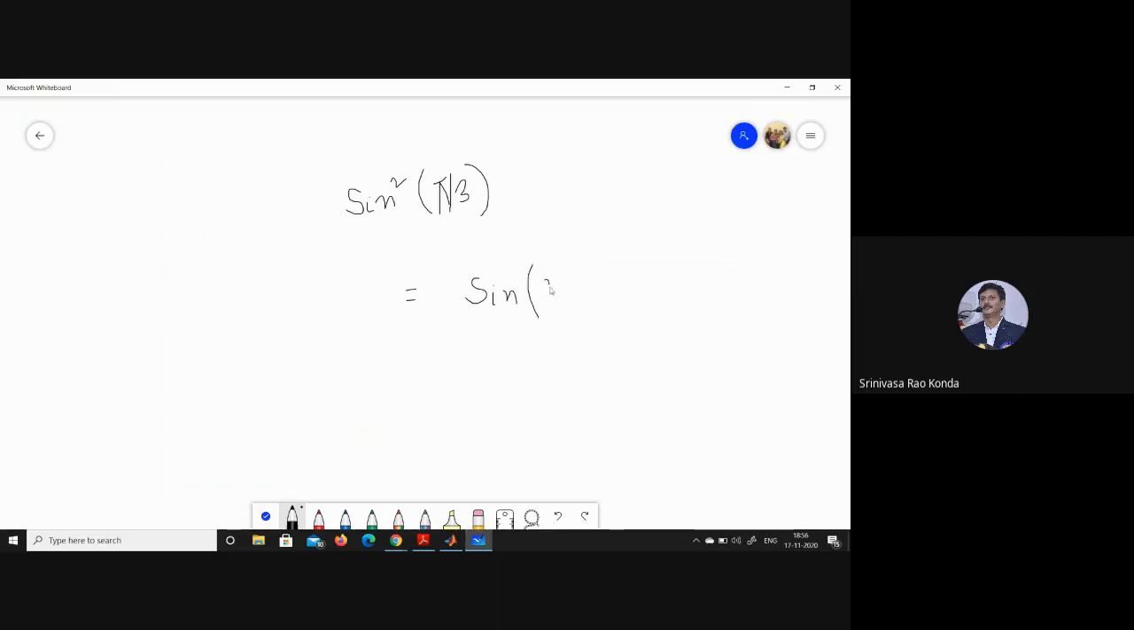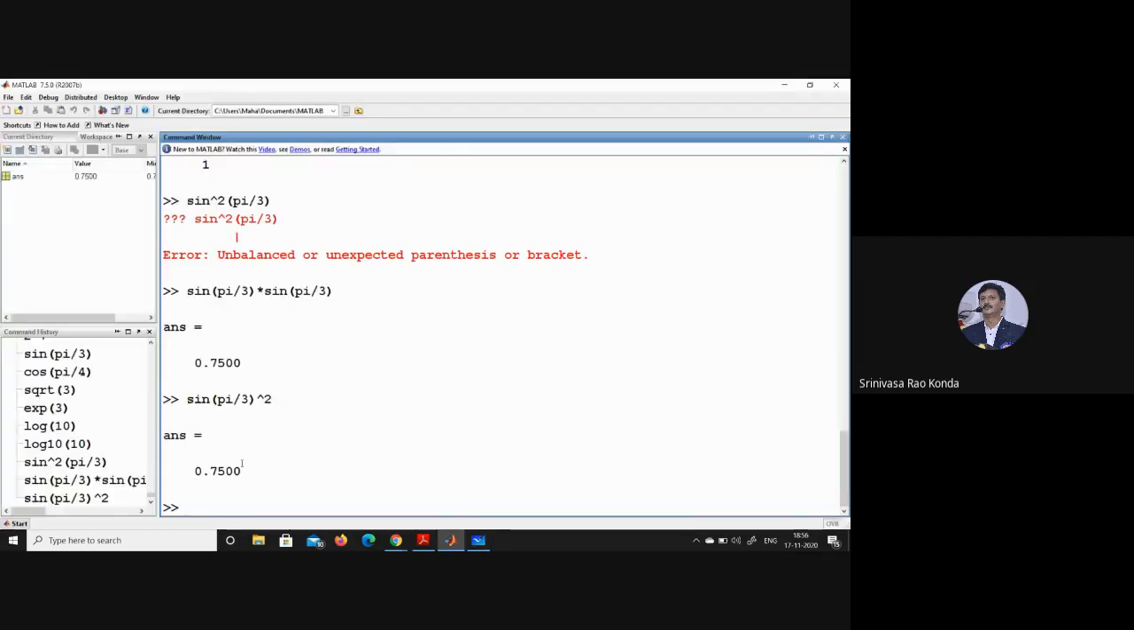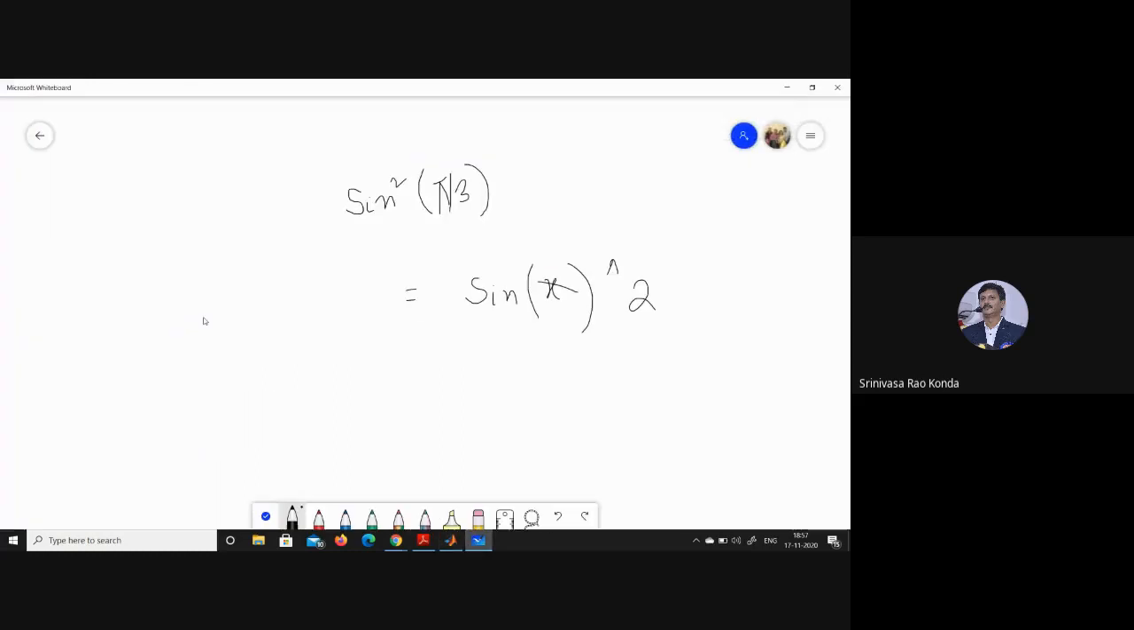If you want to find sin square x, write sin x whole cap 2. Cap means hat. Whatever the x value may be, either 0 or pi by 3 or irrational. So we should be very careful about these commands, and about syntax also. I'm asking one more question.